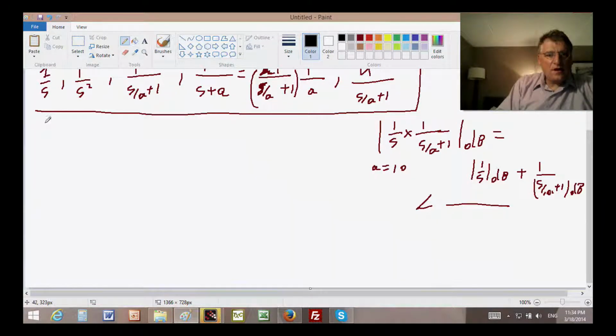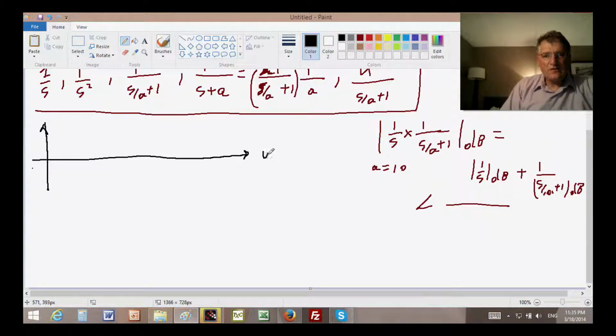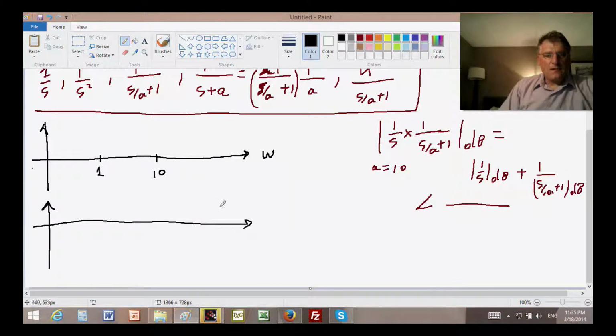Then I can plot my gain here. Okay, I will use this value here. That is omega. I will say that omega is equal to 1 is here, and omega is equal to 10 is here. These are particularly useful things to remember. Now, my phase, I will plot here. So here is my gain in decibels, and here's my phase in degrees.